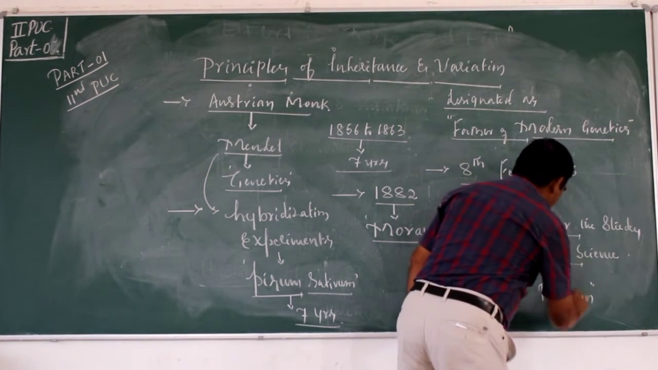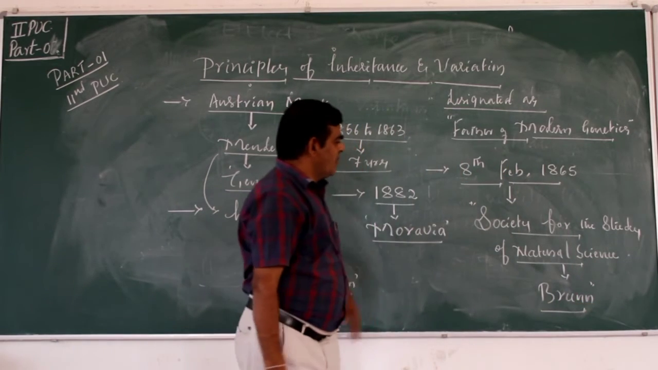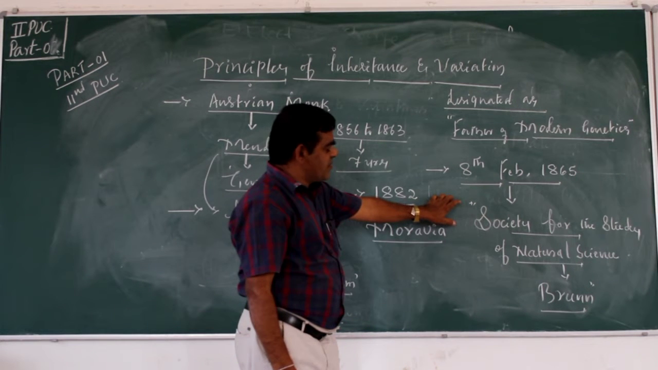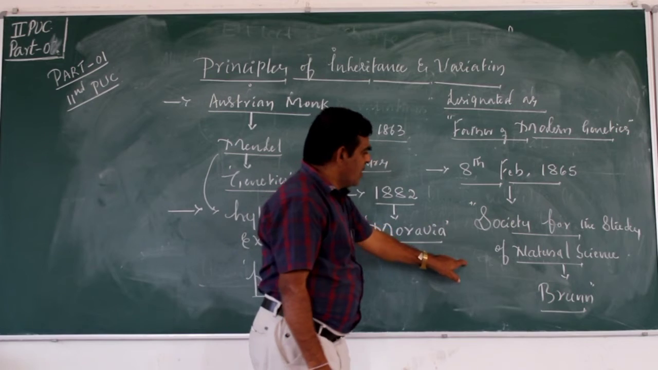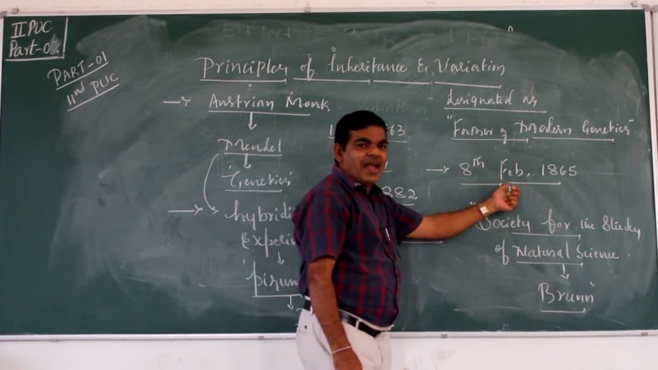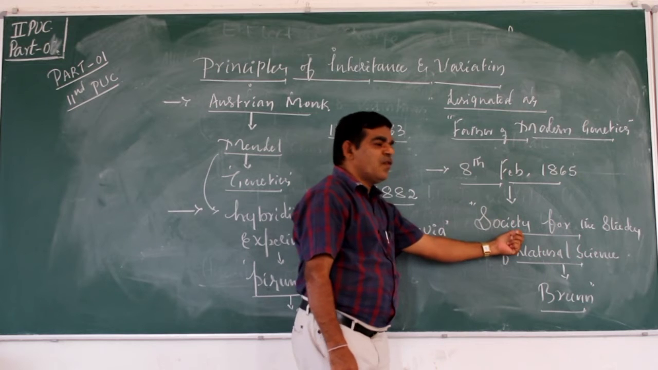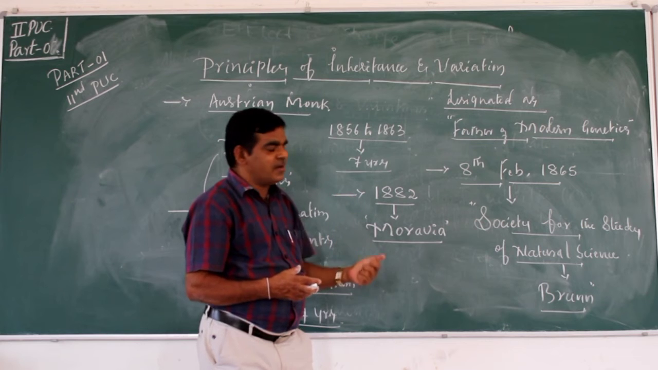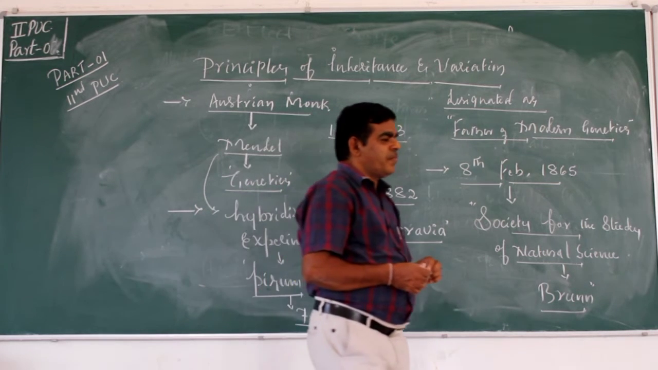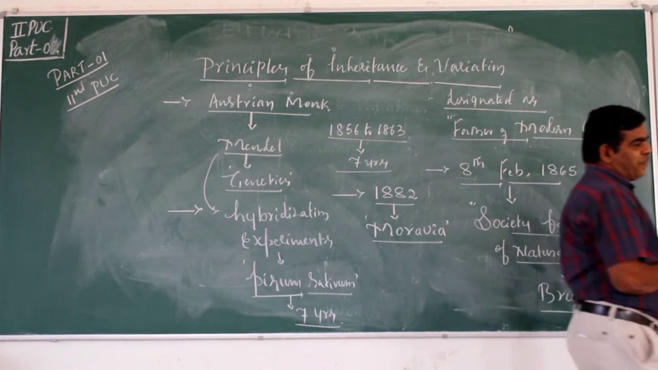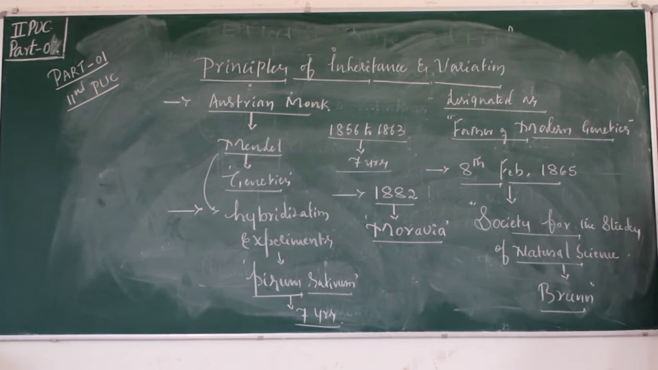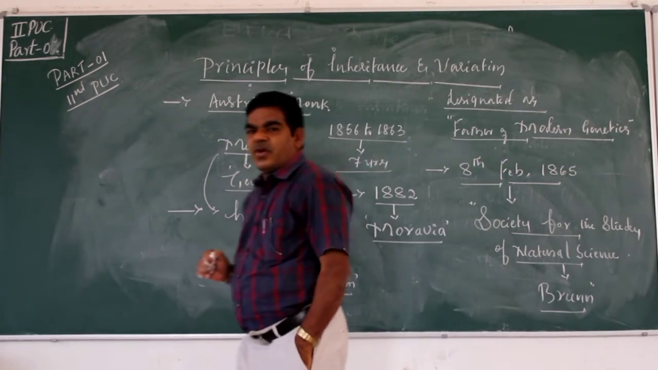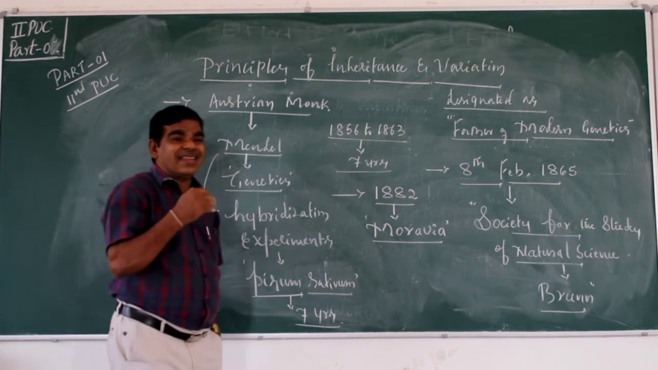His results, obtained by hybridization experiments conducted on Pisum sativum, were presented on 8th February 1865 to the Society for the Study of Natural Science. But at this time, Mendel's work was unnoticed by the scientific world.